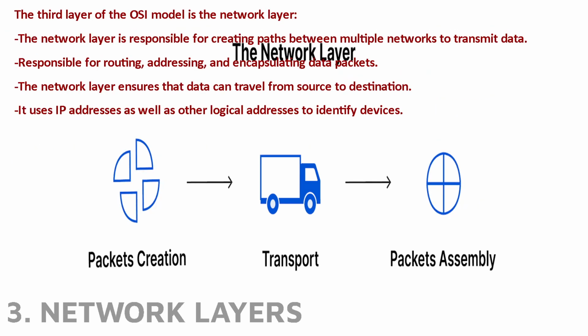And the third layer will be the network layer. The network layer is responsible for creating paths between multiple networks to transmit data. It is responsible for routing, addressing, and encapsulating data packets. The network layer ensures that data can travel from source to destination. Basically, it uses IP addresses as well as some logical addresses to identify the devices.